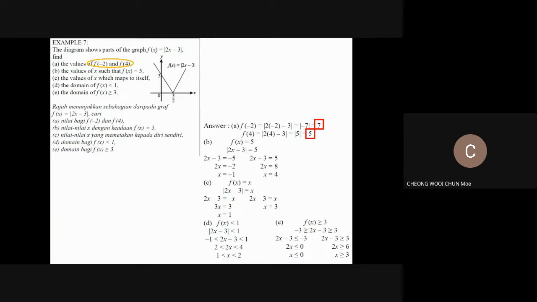So f(-2): replace inside, modulus of 2 times (-2) minus 3. The modulus of -4 minus 3 is -7, and because of the modulus, the answer in the end will be 7, positive only. When we put 4 inside, modulus of 2 times 4 minus 3: 2 times 4 is 8, 8 minus 3 is 5. So modulus 5 is 5, still positive. So two answers.